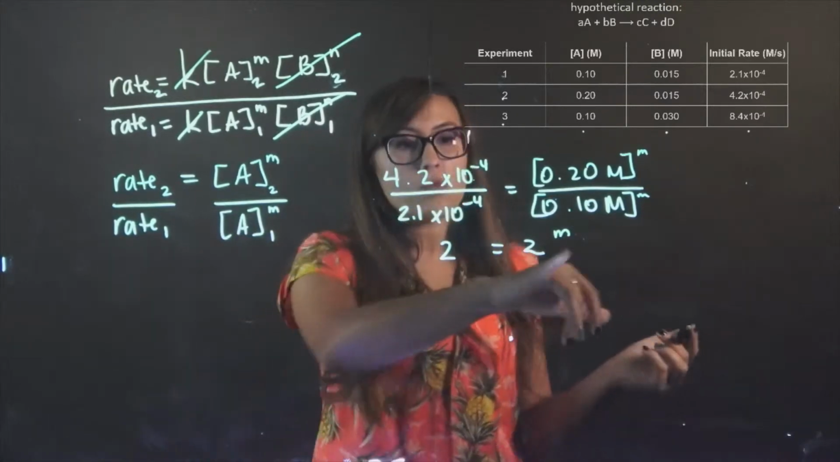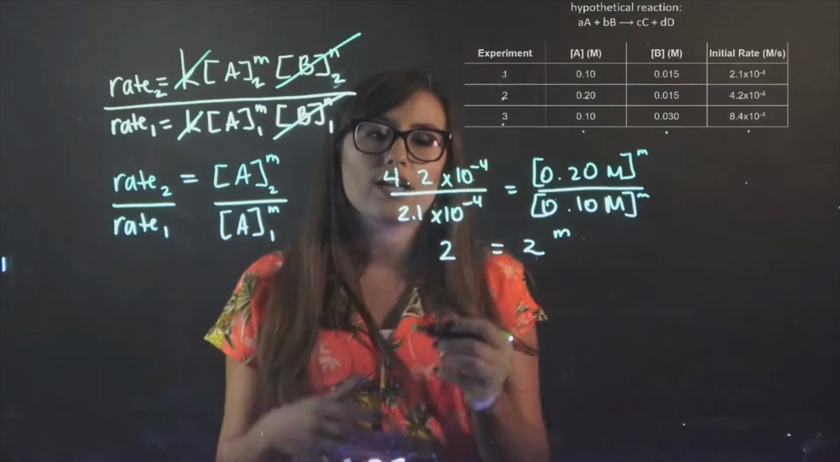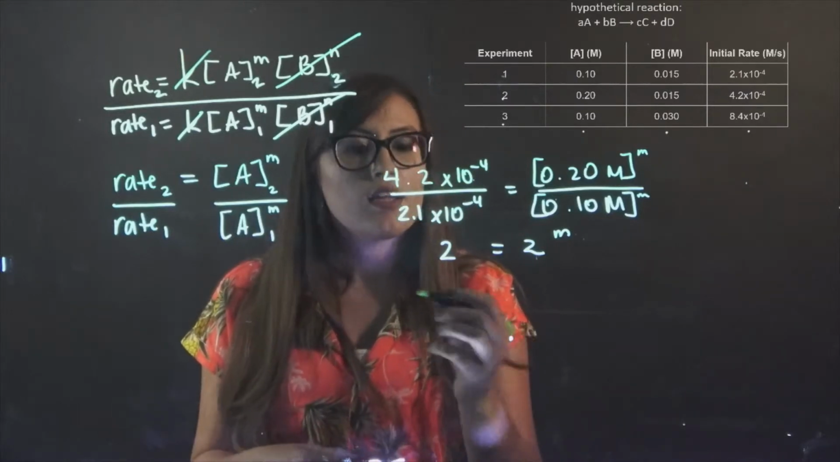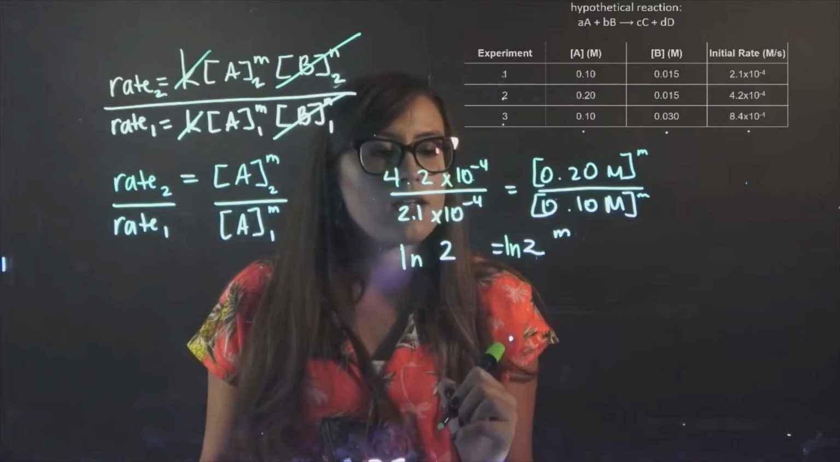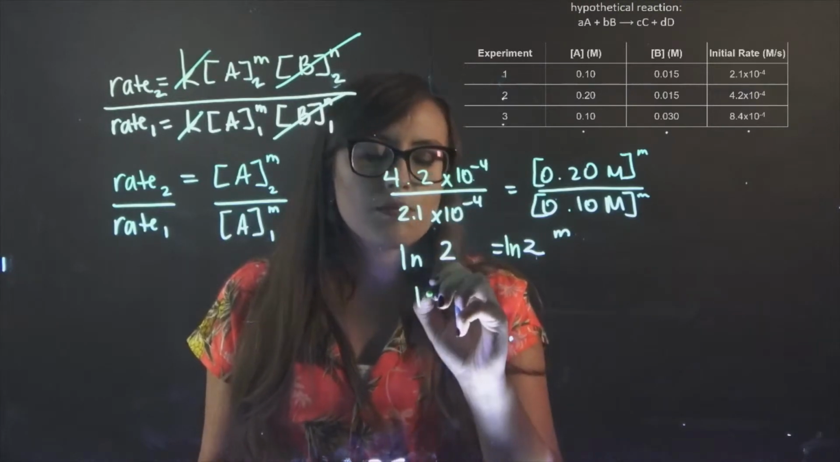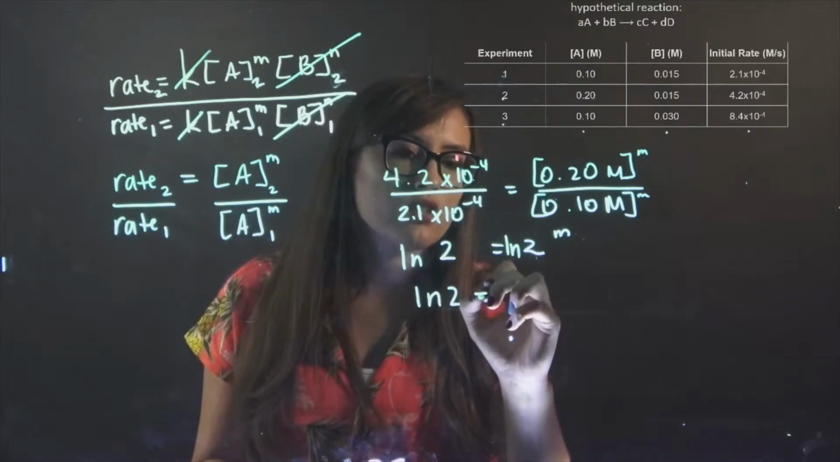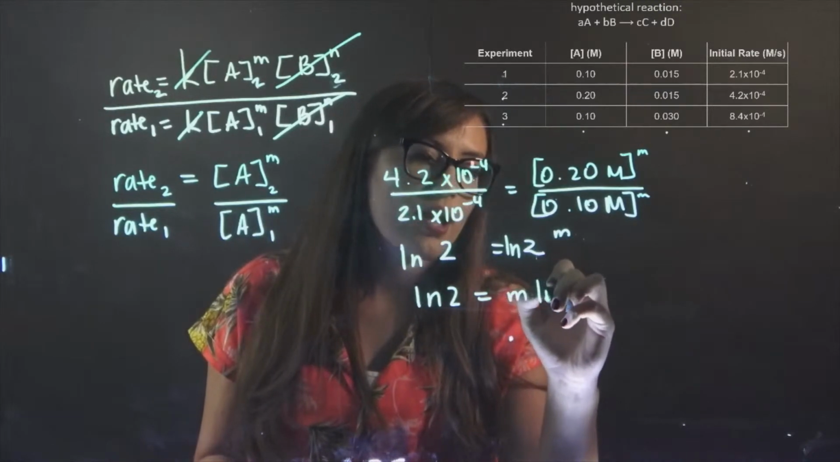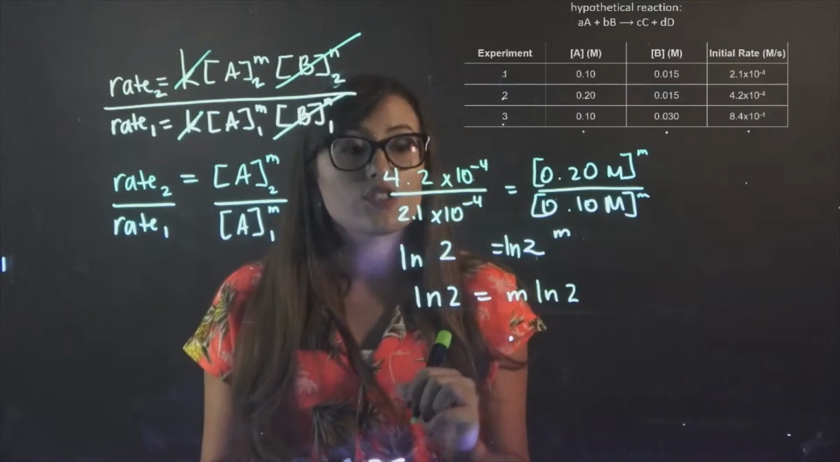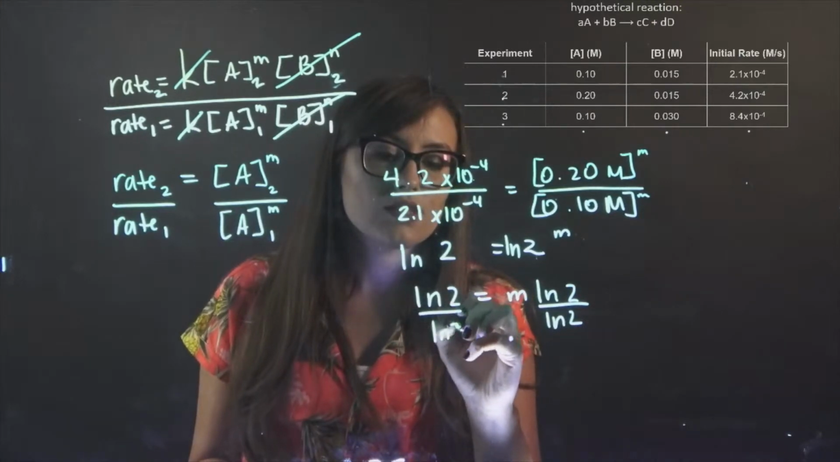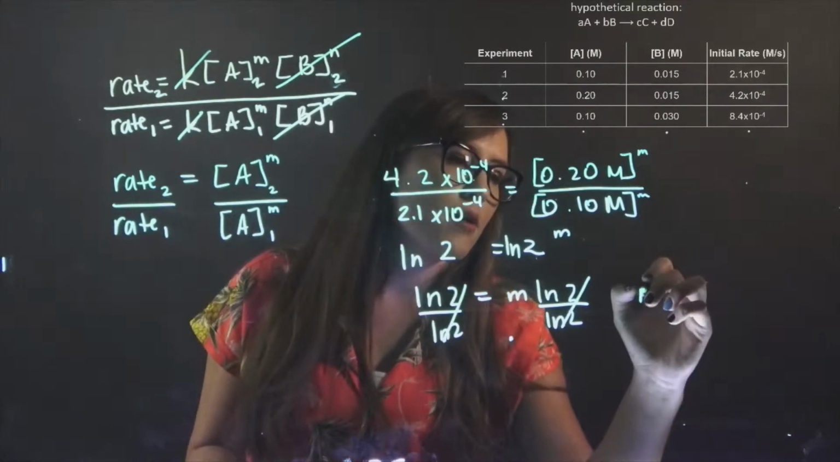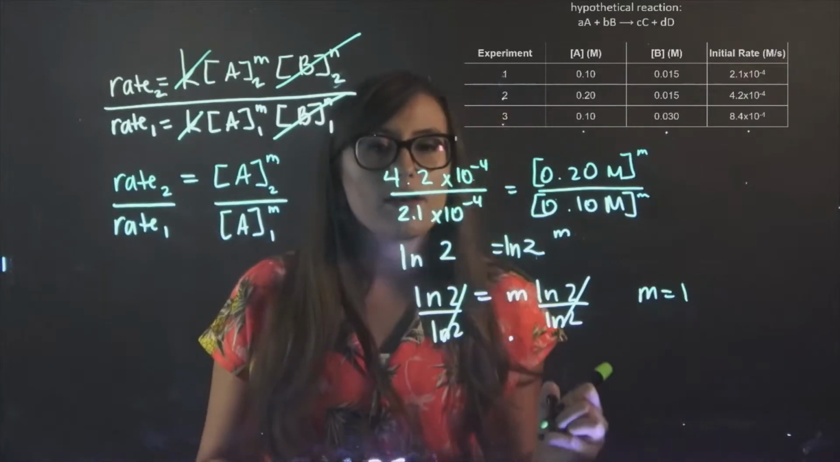The way that we would typically solve for m is you take the natural log of each side. So let's go ahead and do that. We'll take the natural log of each side. Once we do that, this simplifies down to ln of 2 is equal to m ln of 2. We divide each side by ln of 2, and m is equal to 1.